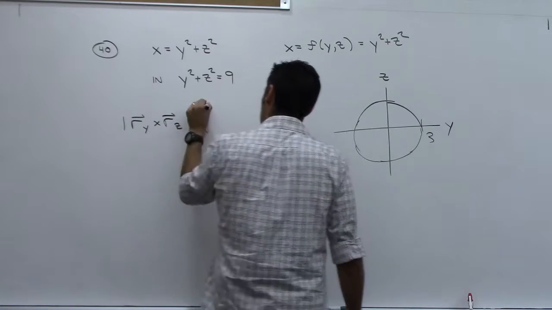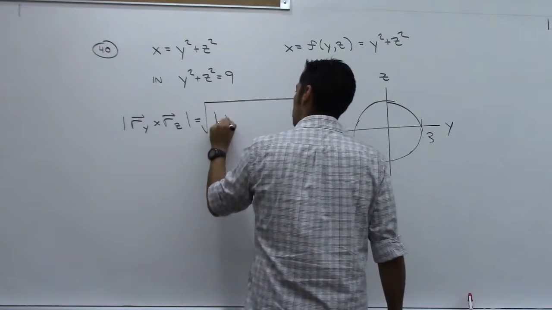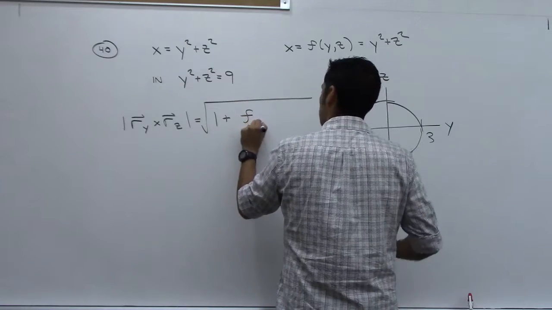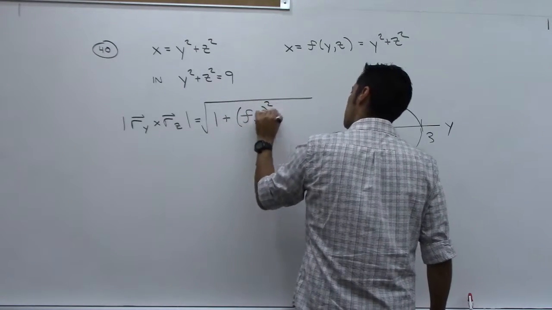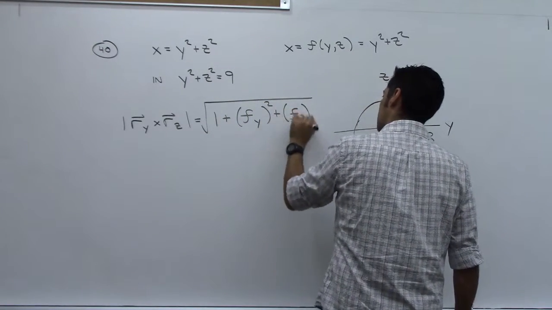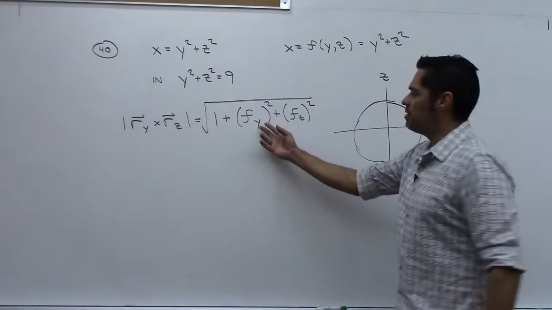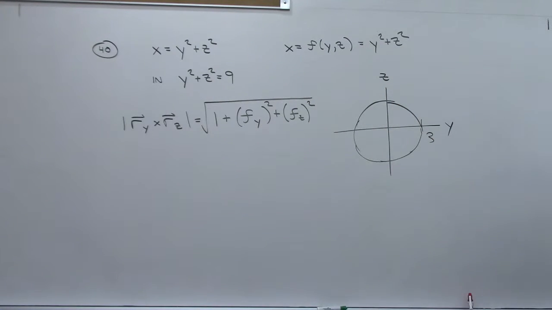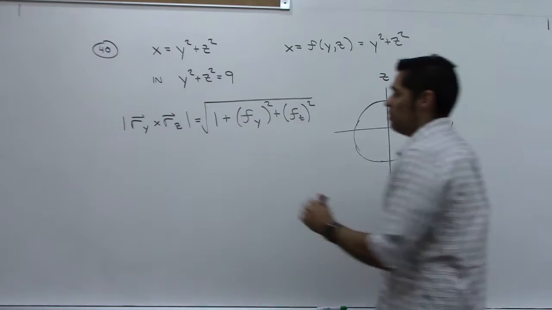This should be equal to the square root of 1 plus the partial of f with respect to y squared plus the partial of f with respect to z squared. So it's the same exact thing, except we're using y and z instead of x and y. And let's just look at what those are.